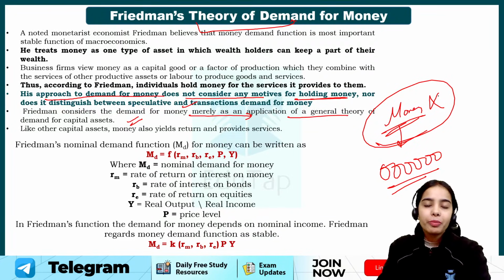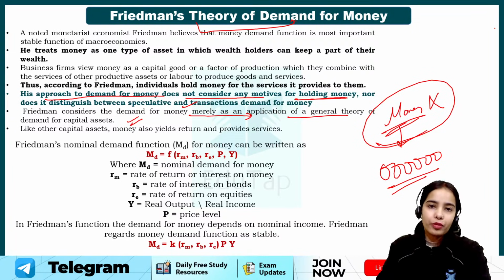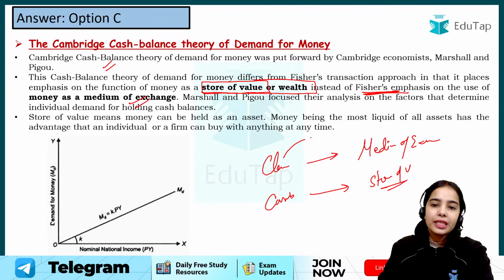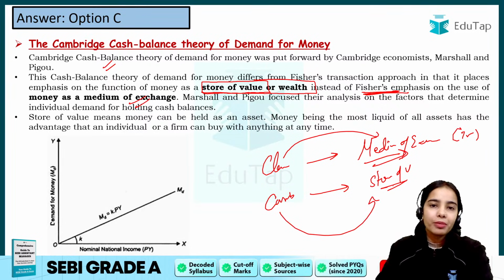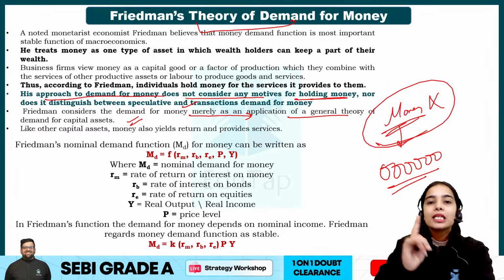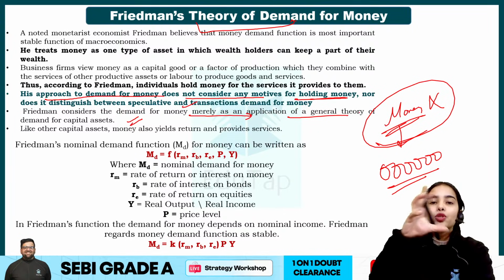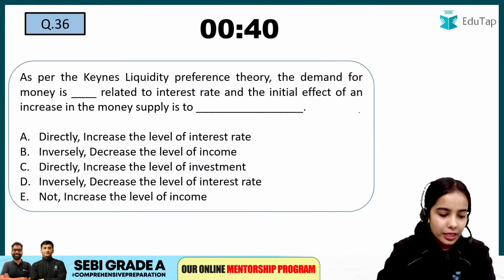The people demand the money just for the different facilities, functionality it can provide. So classical economists said that we demand the money as a medium of exchange for the transaction purposes. Cambridge economists said that we demand the money to store the value, to store the wealth with us. But Friedman said that money does not have a single motive. The money is held by people because it provides various functionalities. Okay, this is the idea.